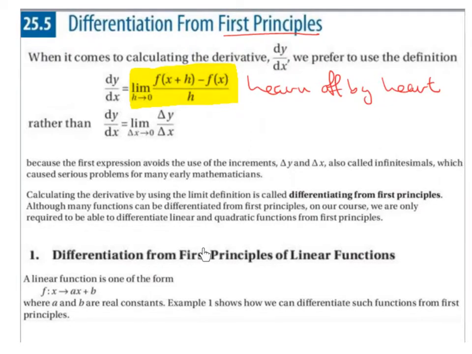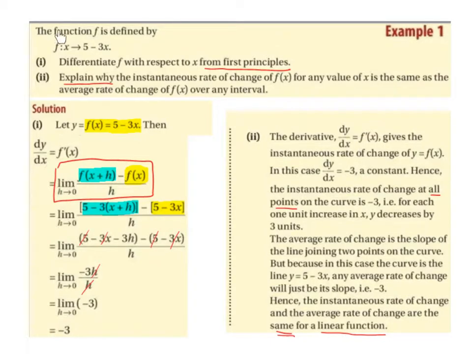Differentiation from first principles of linear functions. A linear function is one of the form f(x) maps to ax plus b, where a and b are real constants. Example 1 shows how we can differentiate such functions from first principles. The function f is defined by f(x) maps to 5 minus 3x. Part 1. Differentiate f with respect to x from first principles.